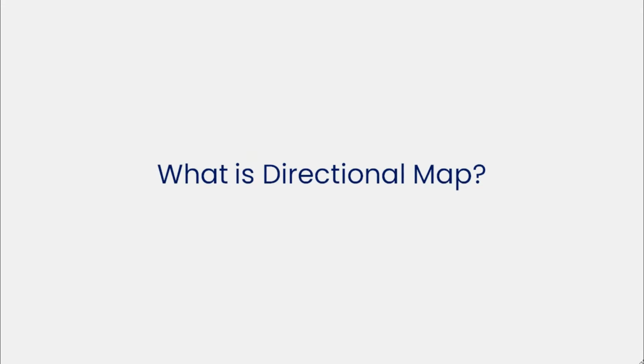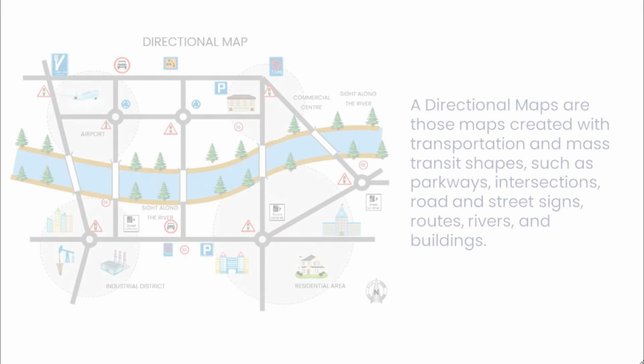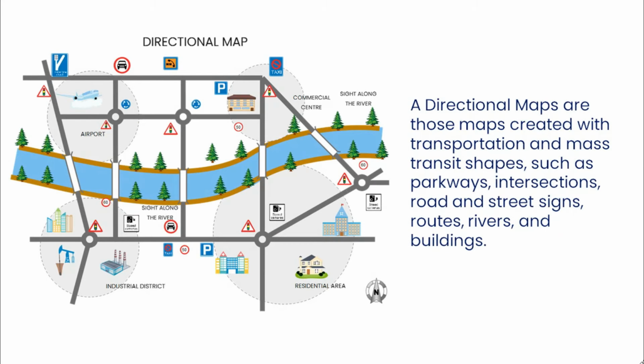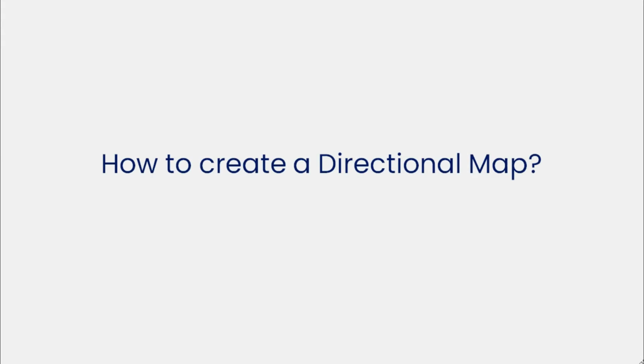Let's begin with understanding what a directional map is. Directional maps are maps created with transportation and mass transit shapes, such as parkways, intersections, road and street signs, routes, rivers, and buildings. Now let's learn how to create a directional map.